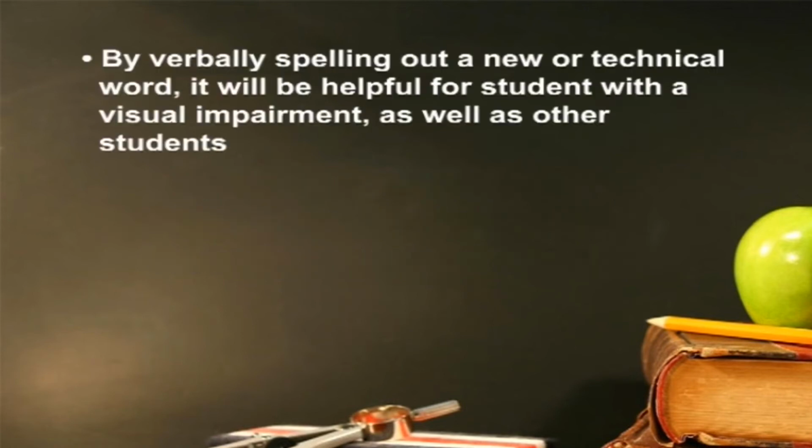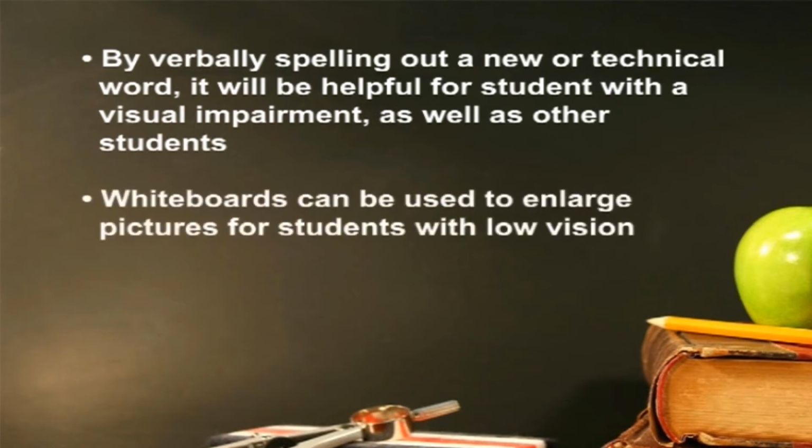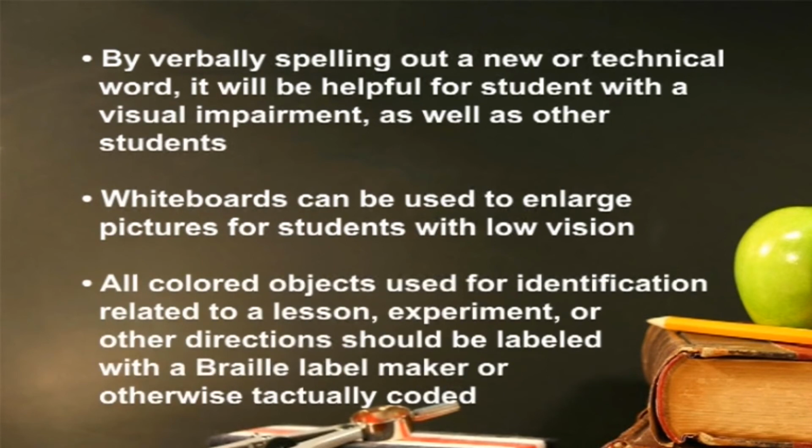By verbally spelling out a new or technical word, it will be helpful for students with visual impairment as well as for other students. Whiteboards can be used to enlarge pictures for students with low vision. All colored objects used for identification related to a lesson, experiment, or other directions should be labeled with a braille label marker or otherwise tactually coded.